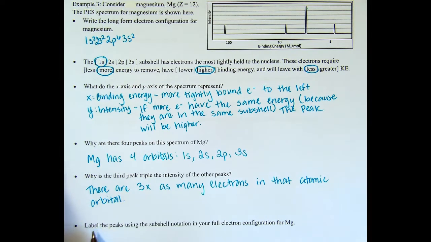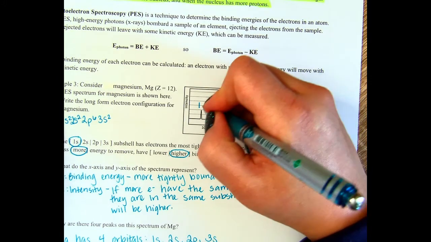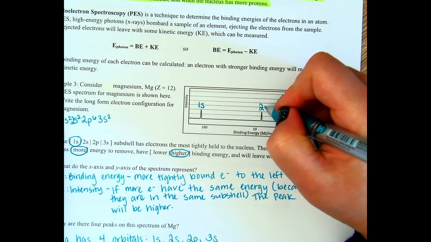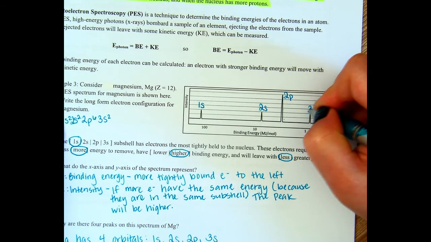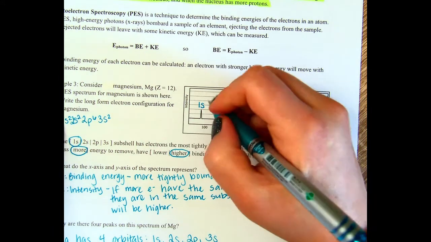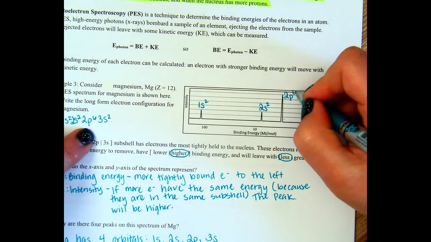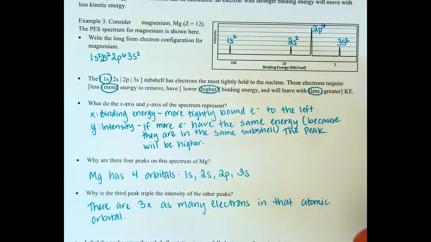Okay, and then the last step, label the peaks using the subshell notation in your full electron configuration for magnesium. Okay, so let's go back up here. So the 1s2, well, it's going to be right here, so we'll do 1s. This is our 1s. And this is going to be our 2s. This is going to be our 2p, our 3s. So this has 2 electrons, 2 electrons, 6 electrons, and 2 electrons. And then we would be done with that problem.